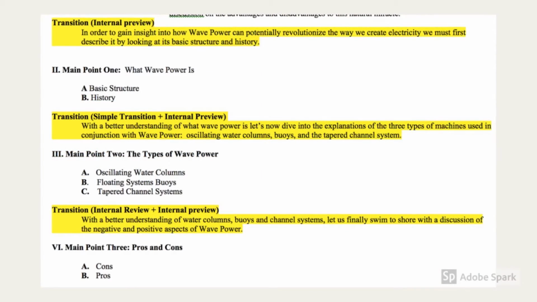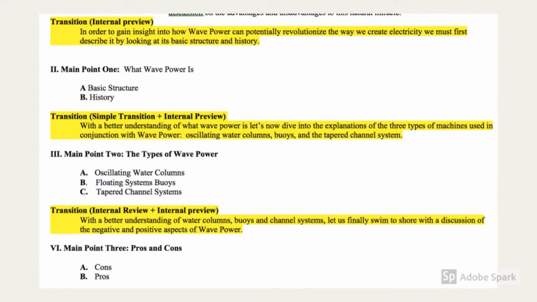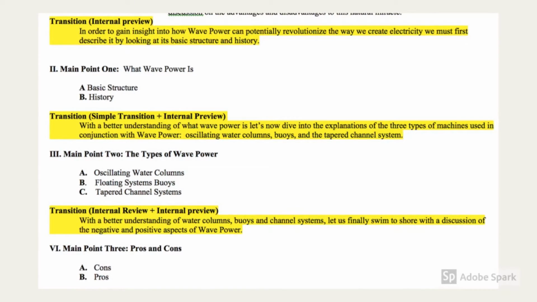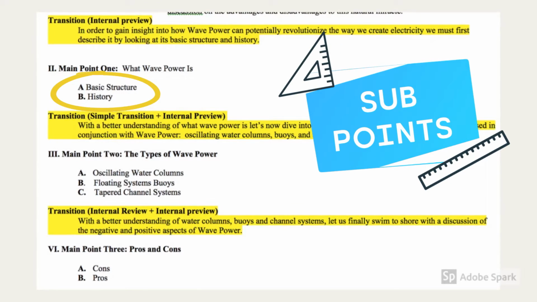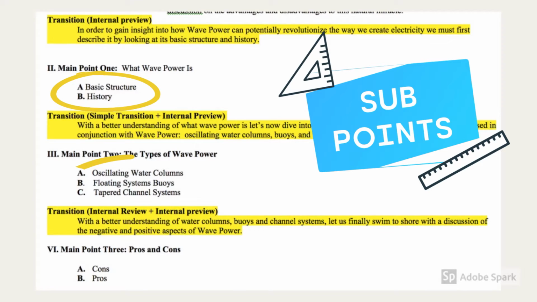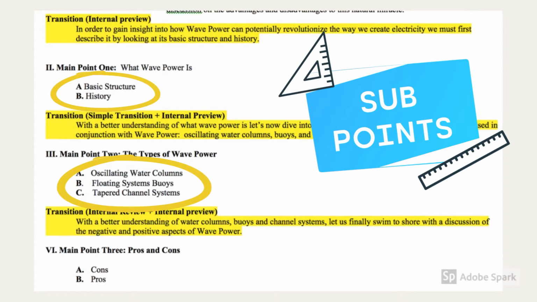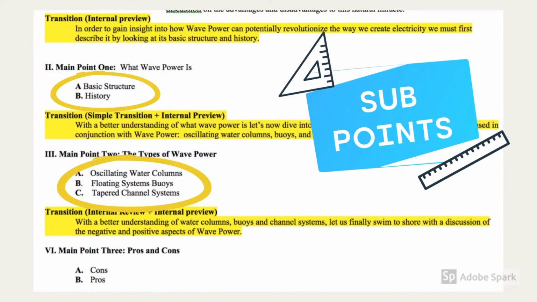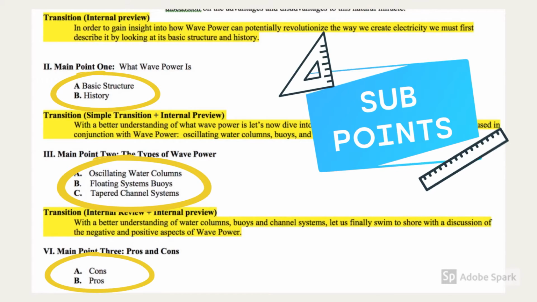I also want you to pay particular attention to the sub-points. Notice that under main point 1, what wave power is, we have 2 sub-points: basic structure and history. Main point 2, the types of wave power, we have 3 types of wave power: oscillating, floating systems, and tapered channels. And then finally, on our main point number 3, under pros and cons, we have 2 subpoints: pros and cons.